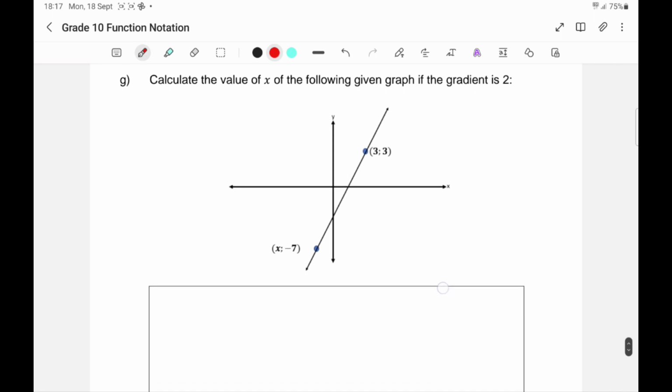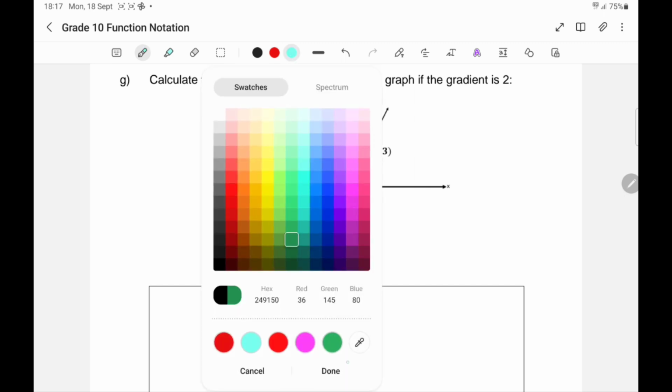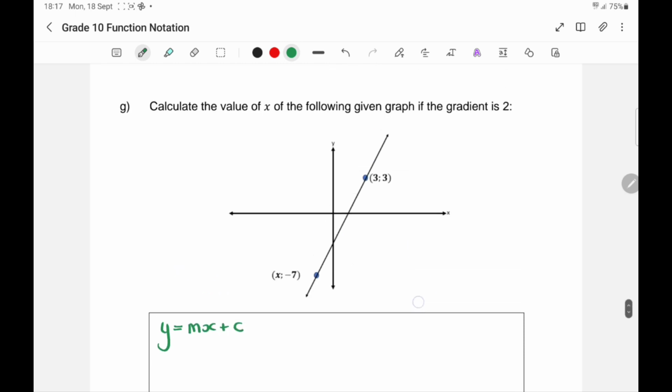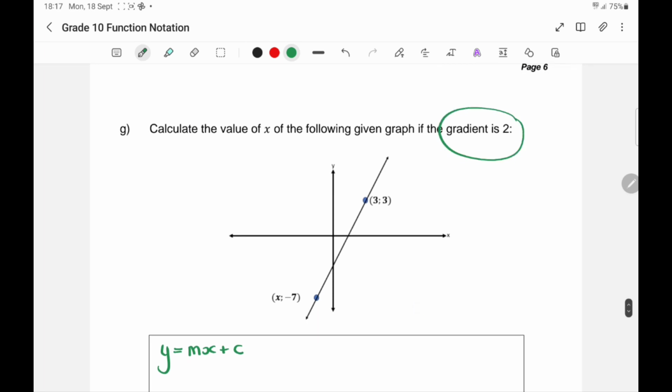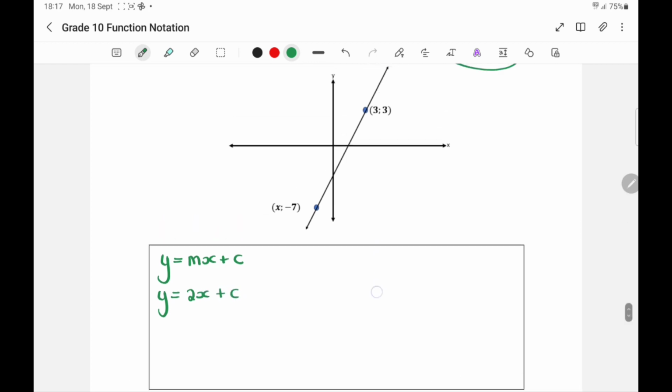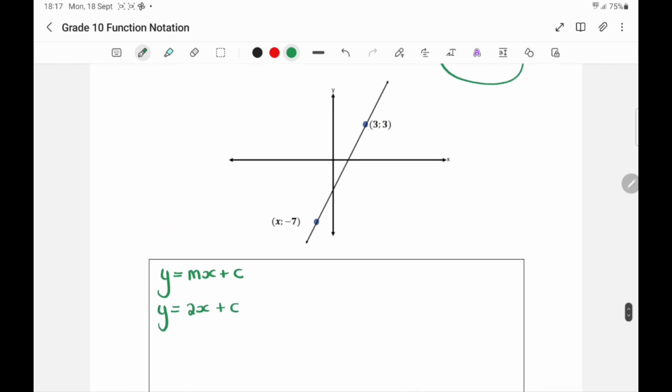Calculate the value of x of the following given graph if the gradient is 2. So always start with your cookie cutter mold. What is your cookie cutter mold for a straight line? y is equal to mx plus c. But now they tell me that the gradient is 2. So I can go ahead and replace that m with a 2. And how do I find x? You could have done it two ways.